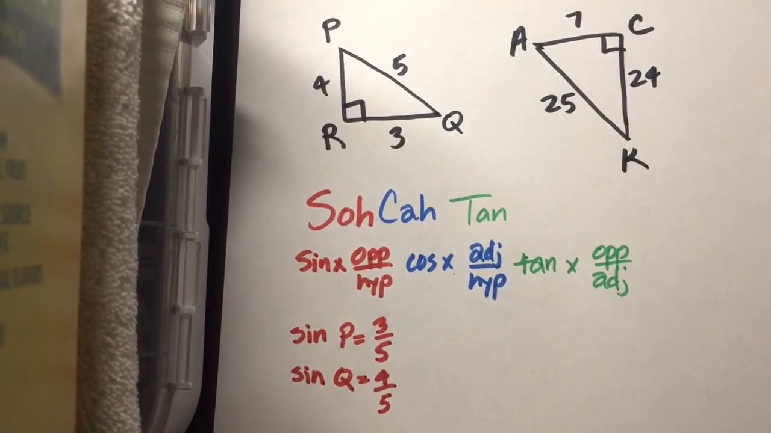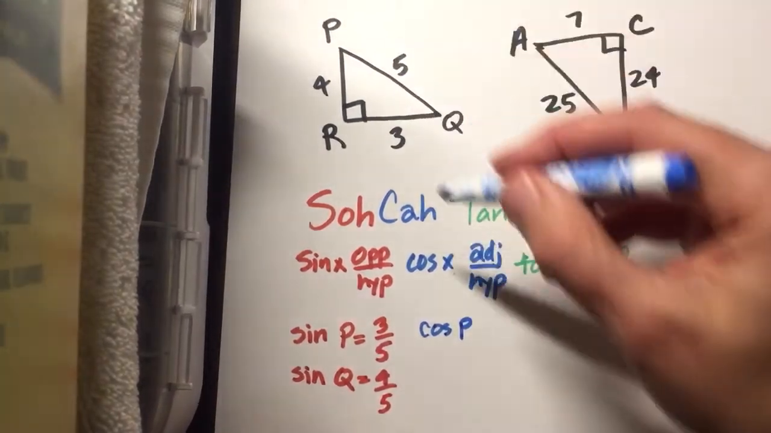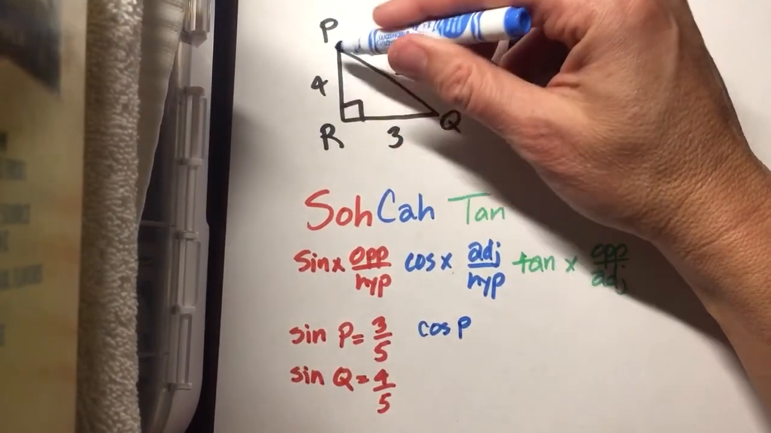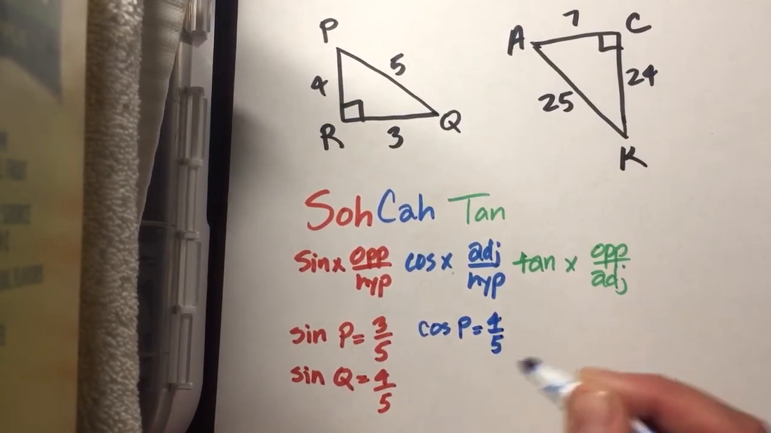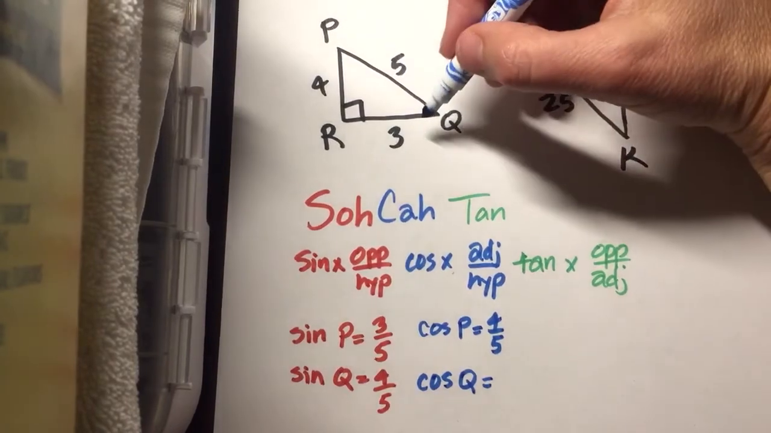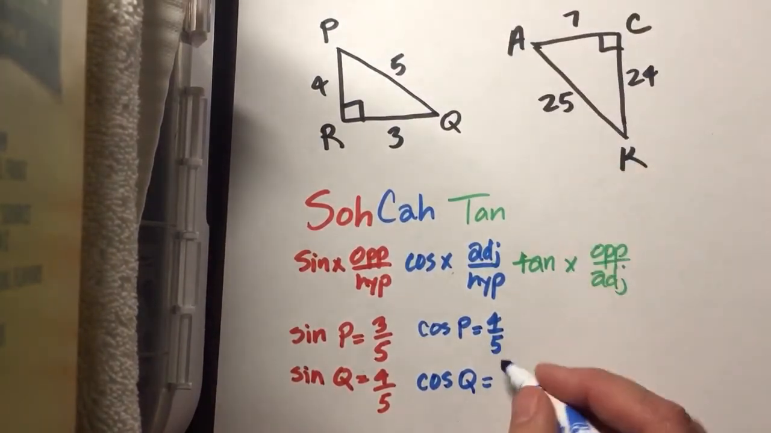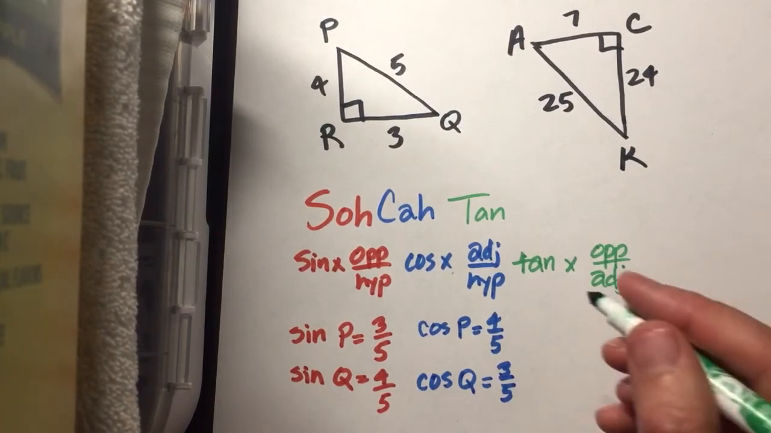So let's look at this triangle with cosine. All right, let's do the cosine of P. Cosine is adjacent over hypotenuse. Which side is adjacent to P? The 4. And what's the hypotenuse? 5. So cosine of P is 4 over 5. And let's do the cosine of Q. Which side is adjacent to Q? The 3. And what's a hypotenuse? 5. 3 over 5. So you've just done the cosines of P and Q. Again, it's just a ratio of sides. Don't make it more complicated than it looks.